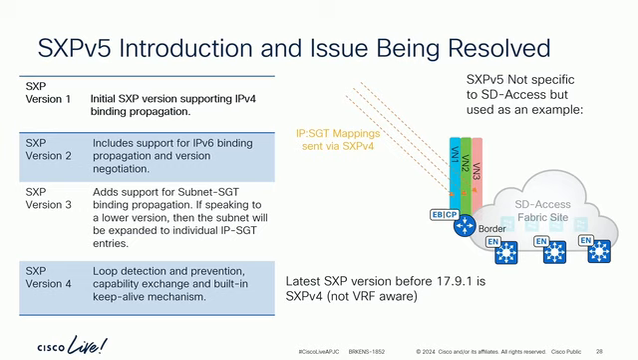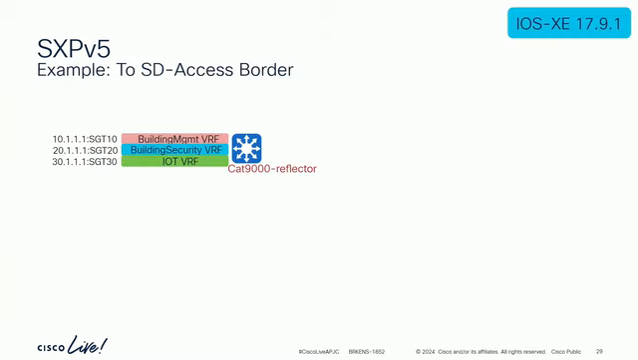But you may have 10 VRFs. With SXP v4, you need to terminate a connection on each VRF. So you would need 10 SXP connections. That's what this is showing, an example with three SXP connections terminating. Now, in 17.9.1, we came out with SXP version 5.